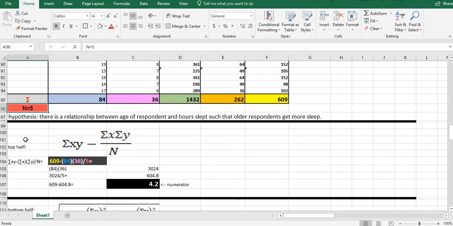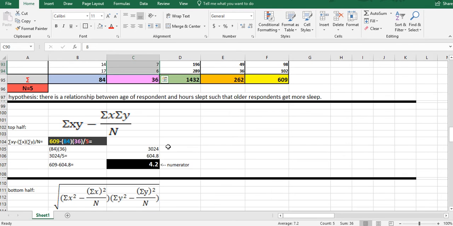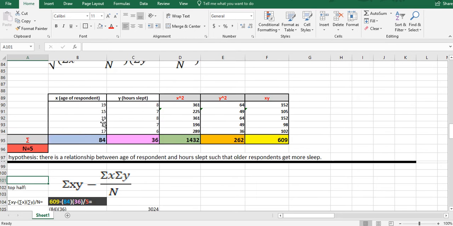My hypothesis is that there's a relationship between the age of respondents, the independent variable, and hours slept, such that older respondents get more sleep. So I'm kind of predicting a positive relationship. And then I'm going to start with the top half of Pearson's R.